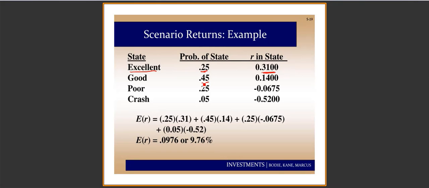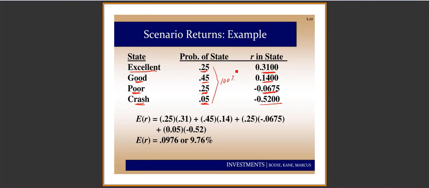There's a 45% chance that there's just going to be a good market. And if the market is good, we'll earn 14%. There's a 25% chance that it's going to be a poor market. And if it is, we're going to probably have a negative 6.75% return. And there's even a chance of a crash. There's a very low probability, but 5%. And if we do have a crash, we're going to lose 50% of our value. So we're able to take these probabilities, and by the way, these all add up to 100%. Right? We don't know what's going to happen, but that's the probabilities of what we think will happen.